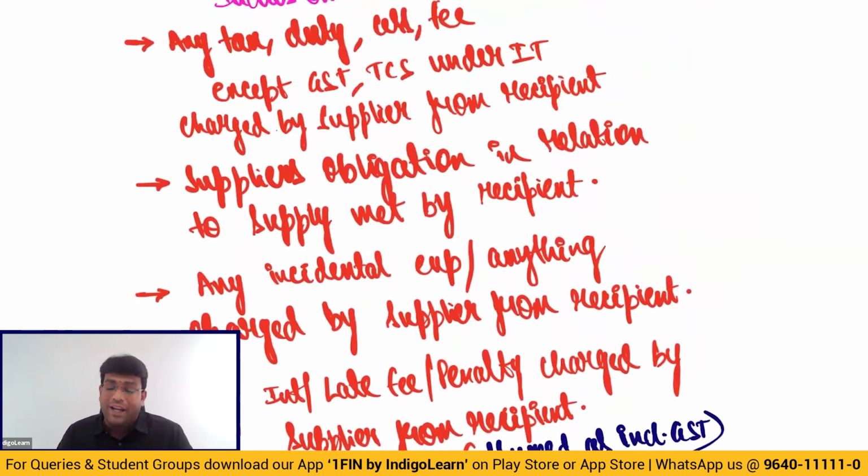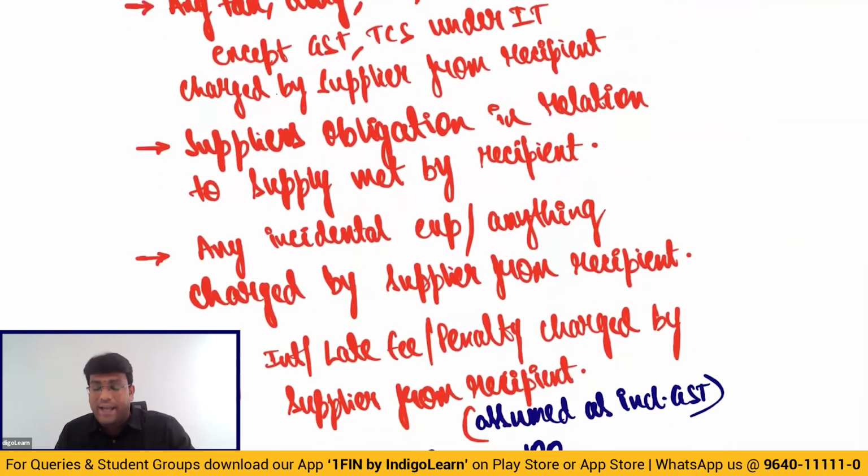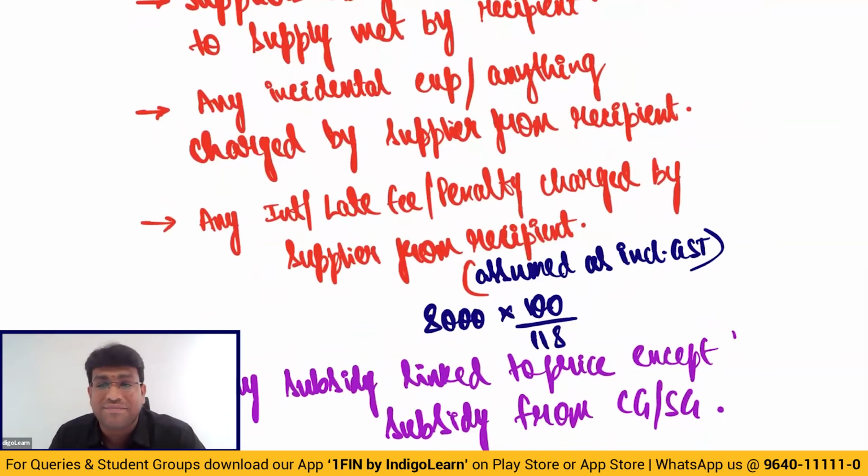So these are the 5 interesting points which are there in inclusions. Only 5 points. Just keep these 5 points in mind. Your job is over. So what are the 5 points? First one, any tax, duty, cess, fee, except GST and also TCS under income tax charged by supplier from recipient. Second, supplier's obligation in relation to supply met by recipient. Third, any incidental expenses or anything charged by supplier from recipient. Fourth one, any interest, late fees or penalty charged by supplier from recipient. Last one, any subsidy linked to price except subsidy from central government or state government.